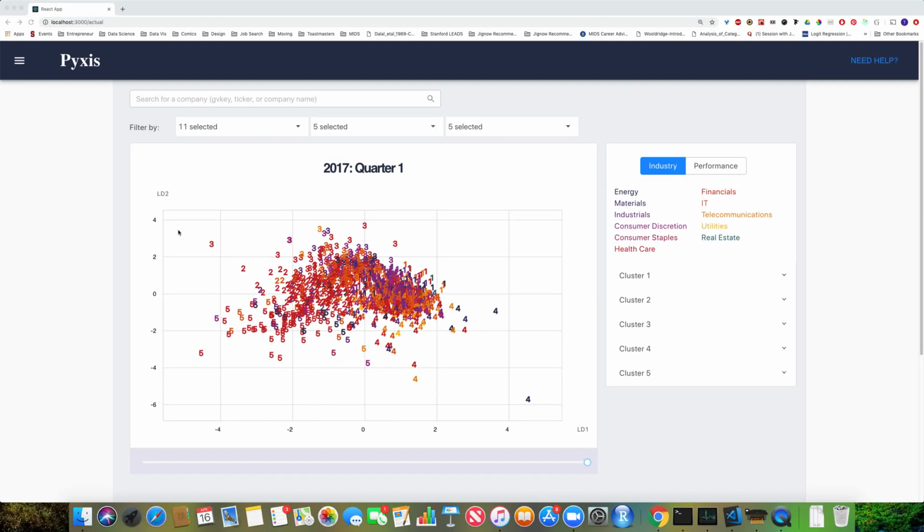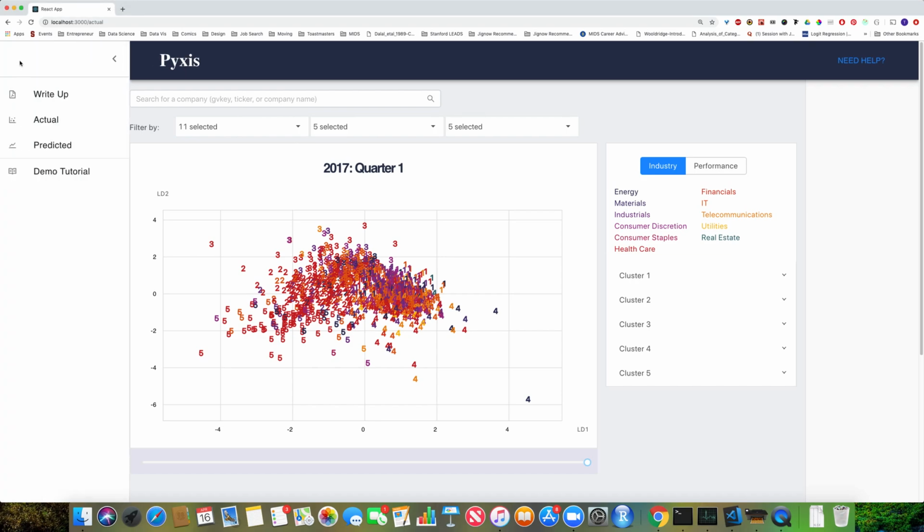Demo on how to use Pyxis. As a reminder, Pyxis is designed to save managers, or equity portfolio managers to be exact, time by sourcing investment ideas. Before we get started, let me explain the two components that Pyxis is made of. The first one is the visualization that you see here, and the second one is the algorithm to predict the 1 year forward return, which we will discuss later down in the demo.